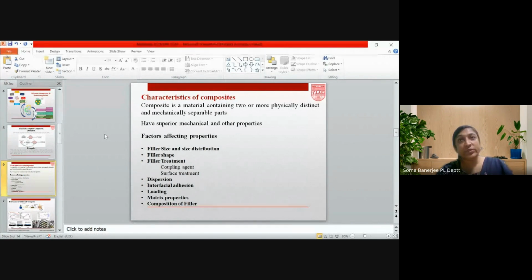Next is the loading of the filler. It is quite understandable that if we go on increasing the loading of the filler, we will reach one point where we have the maximum optimized property. After that, the property will fall because of the agglomeration or aggregation of the filler. And finally, the matrix property and the composition of the filler will definitely impact the characteristics of the composites.